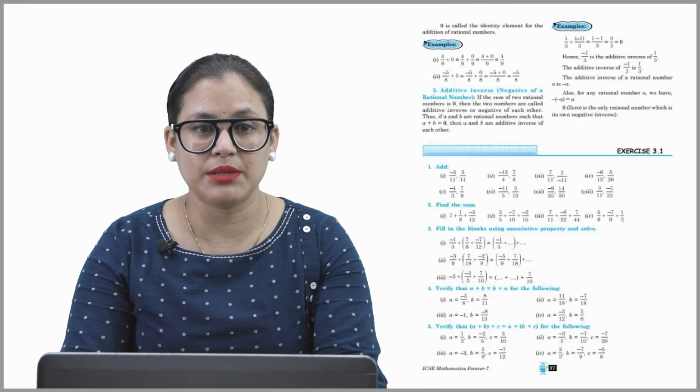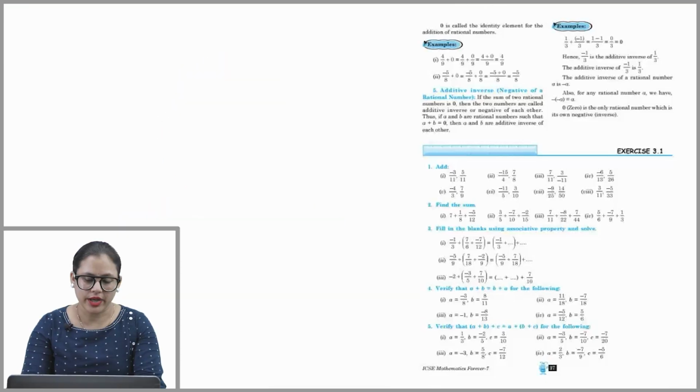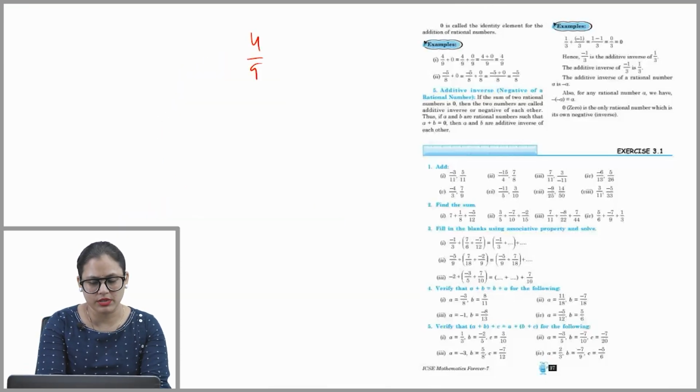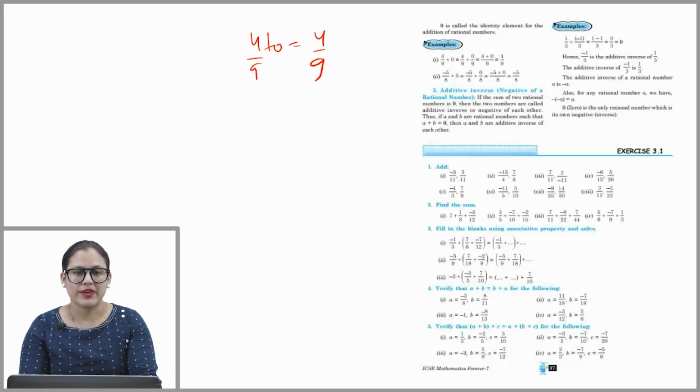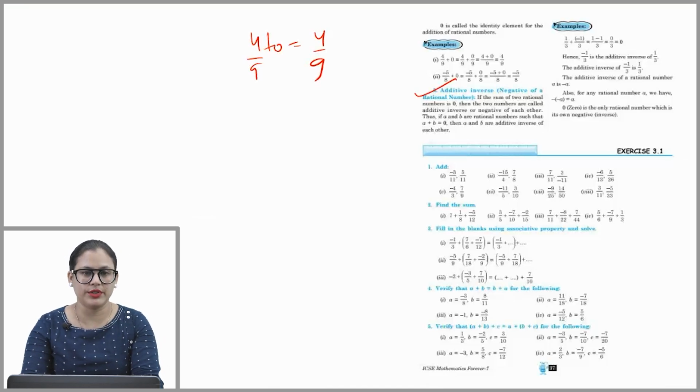0 is called the identity element for the addition of rational numbers. Whenever you add 0 to any rational number, you get the same rational number.